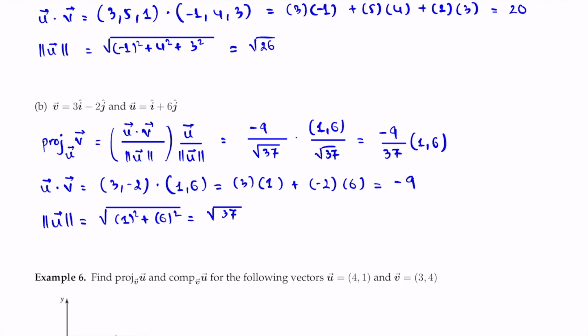Well, you can leave it like that if you want. Or you can distribute the scalar into the vector. You get negative 9 over 37, negative 54 over 37.